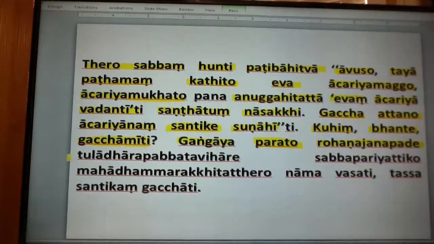So Tuladhara Pabata Vihari. The name of the Vihara, the temple, is Tuladhara Pabata. I think near the temple there's a mountain. That mountain is Tuladhara, so that's why they call that temple Tuladhara Pabata. Pabata is a mountain.